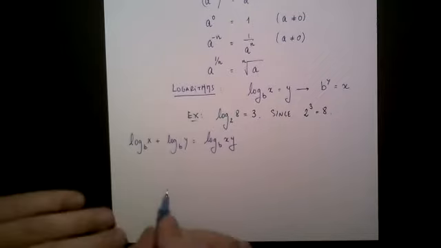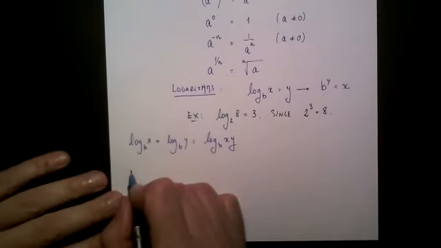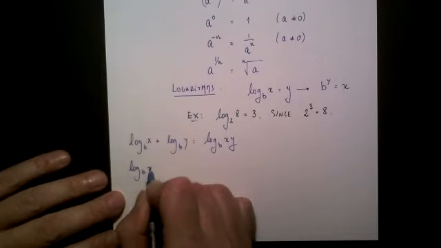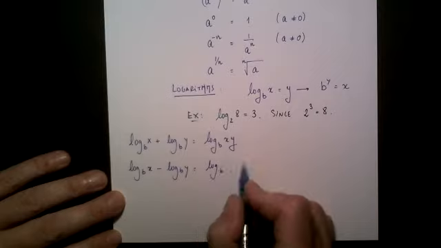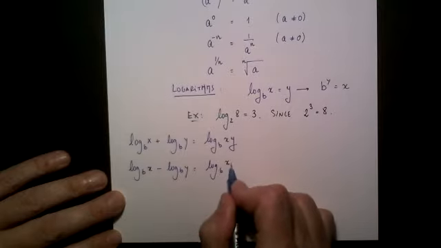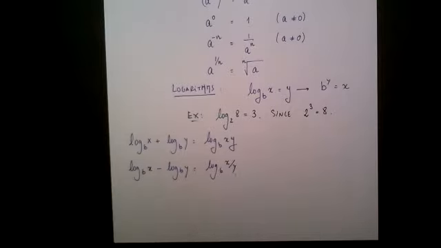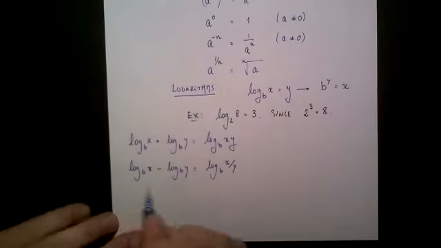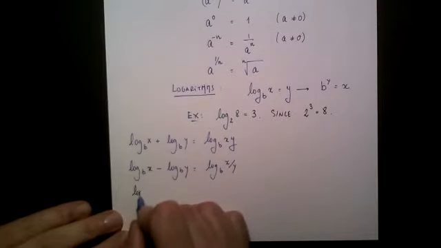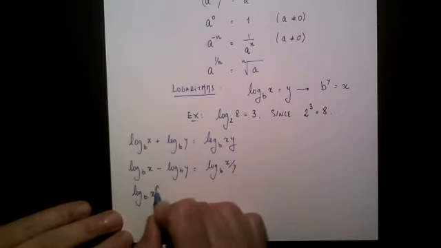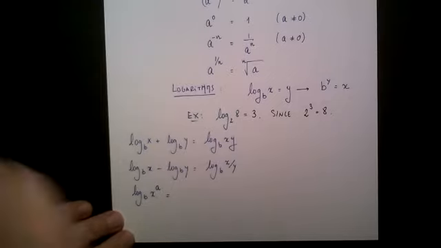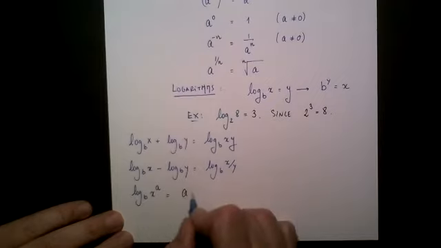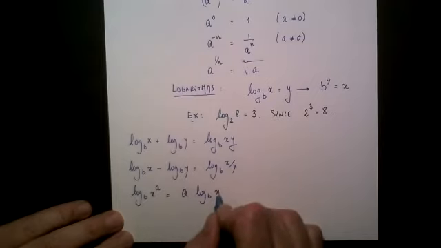Okay. Second rule, same thing for subtraction. So log in base b of x minus log in base b of y will be log in base b of x divided by y, x over y. Okay, that's the second rule. Third rule, log in base b of x to the power of a. What can you do with the a? Bring it in front, so it's a times log in base b of x.